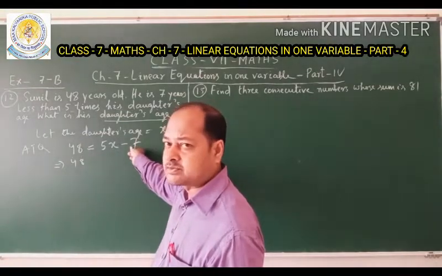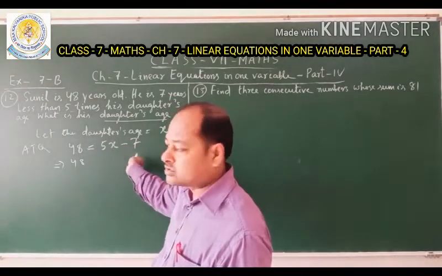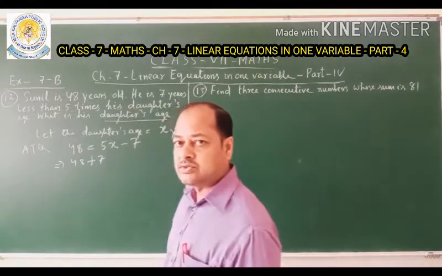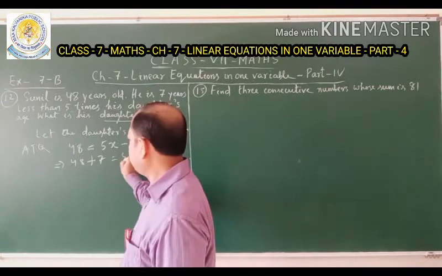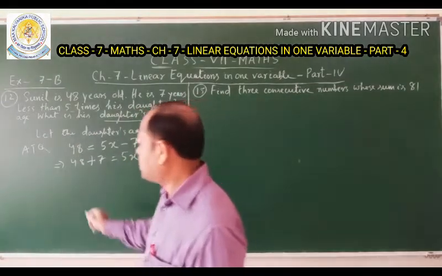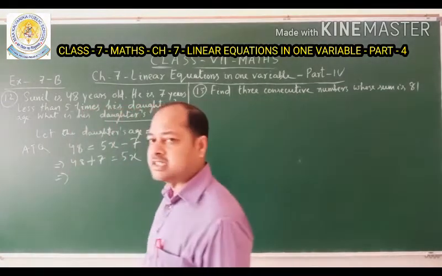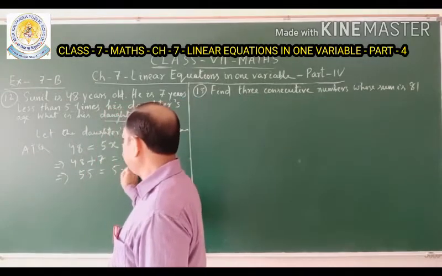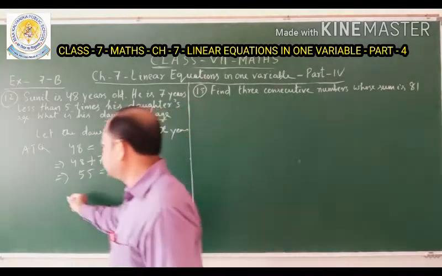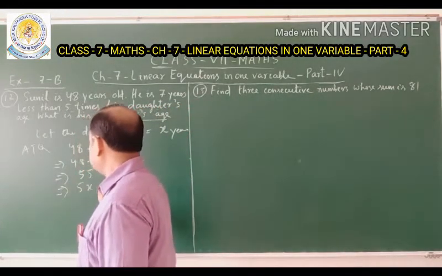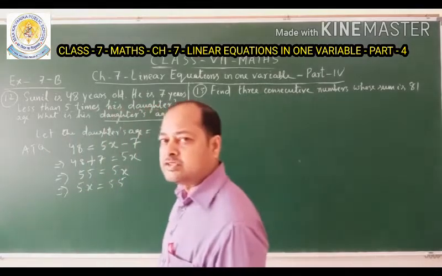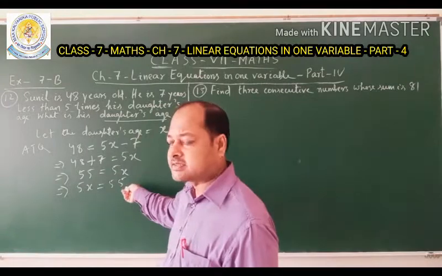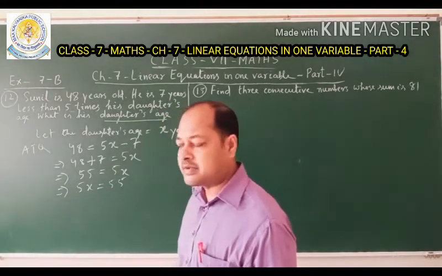If 7 is transposed, its sign is minus, so going to the left hand side it becomes plus. So that is 48 plus 7 equal to 5x. How much is that? That is 55 equal to 5x, or we can write it like this, 5x equal to 55, because both the equations are the same. 55 equal to 5x is the same as 5x equal to 55.